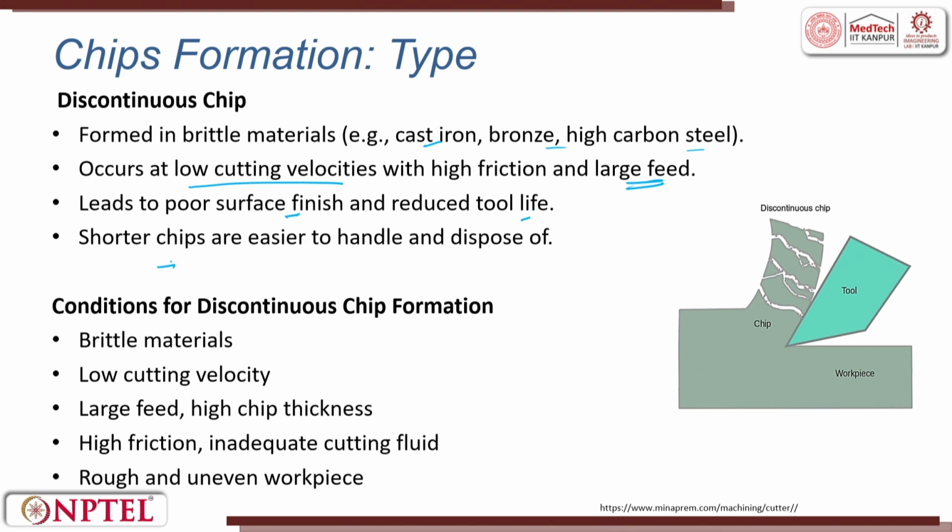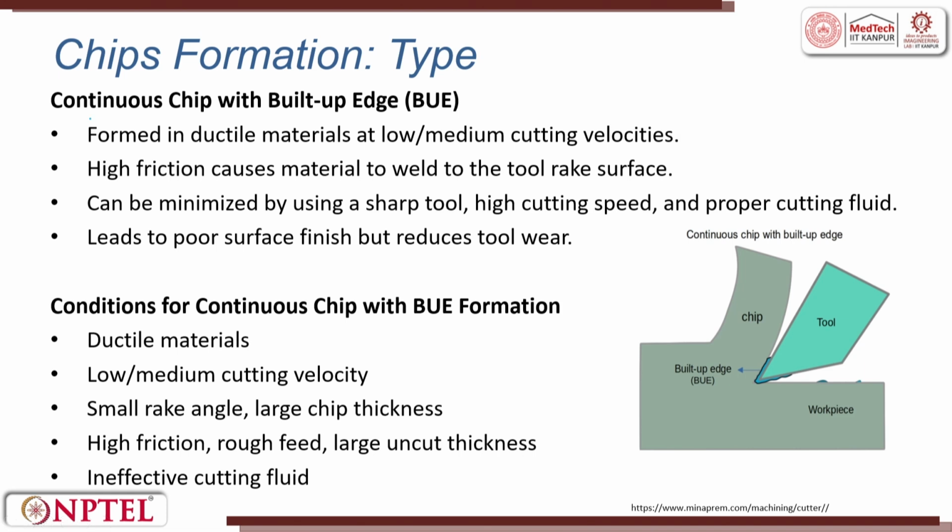Shorter chip breaks are easier to handle and dispose of. Continuous chips are long, and it is difficult. The discontinuous chip falls on the chip pan collector. We will see this when we study more about the lathe machine, where the chip gets collected. So, what are the conditions? It has to be a brittle material, low cutting velocities, larger feed, higher chip thickness, meaning t0 by tc, and then high friction, inadequate cutting fluid. Rough and uneven workpiece surfaces are formed.